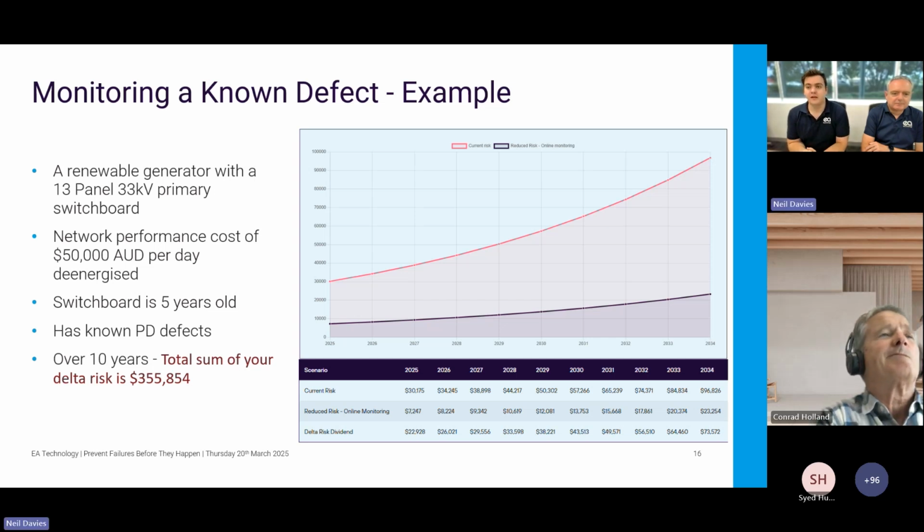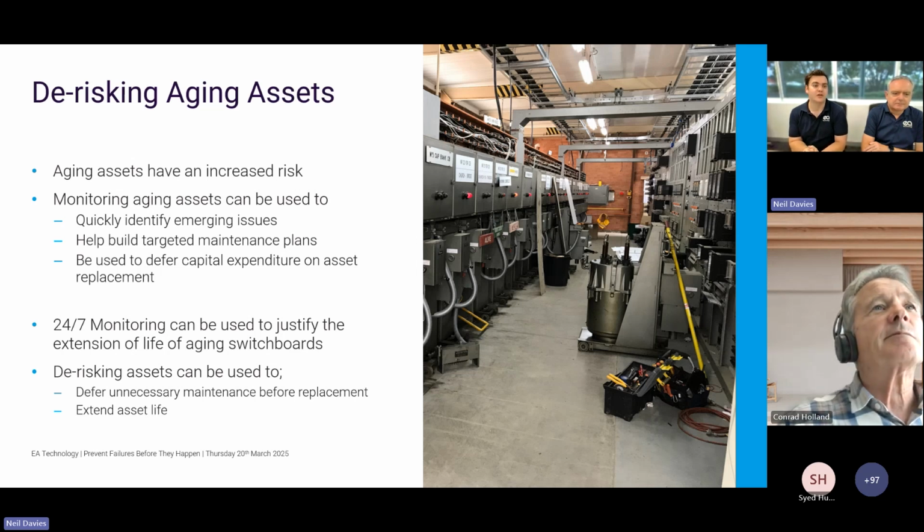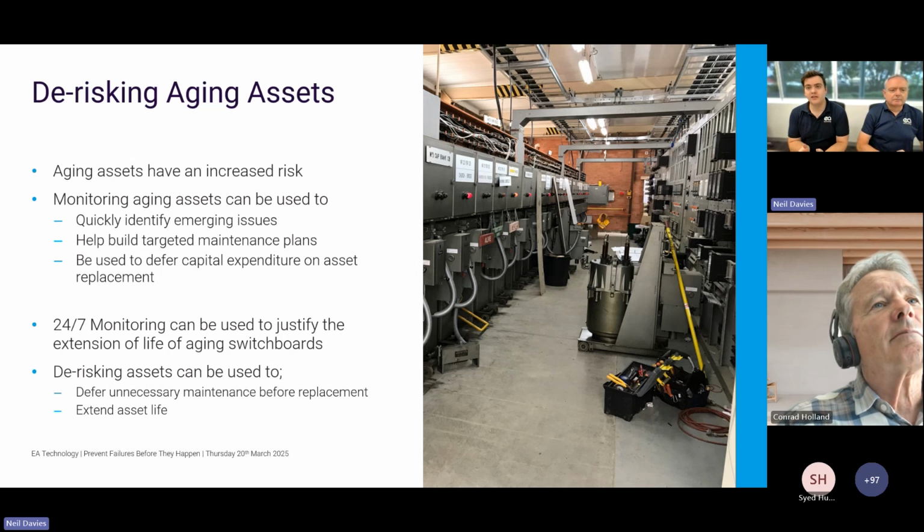So then we move on to things like the older boards. De-risking aging assets is one of the really critical reasons that people will install monitoring, and it's the best use case that you will come across. And you can approach de-risking aging assets from a number of different perspectives. So once you've got an old board and it is getting towards that end of life, once you start to monitor it, there's a couple of things that you can do.